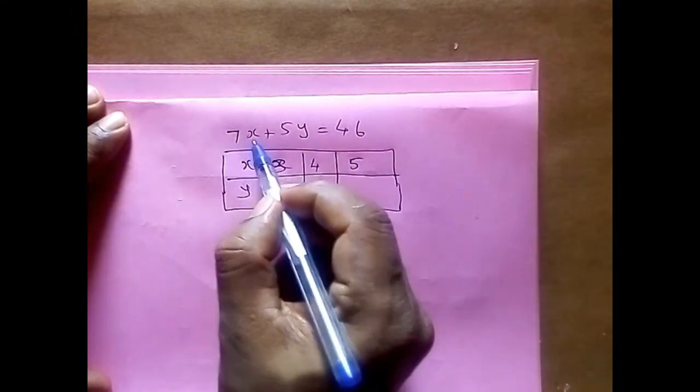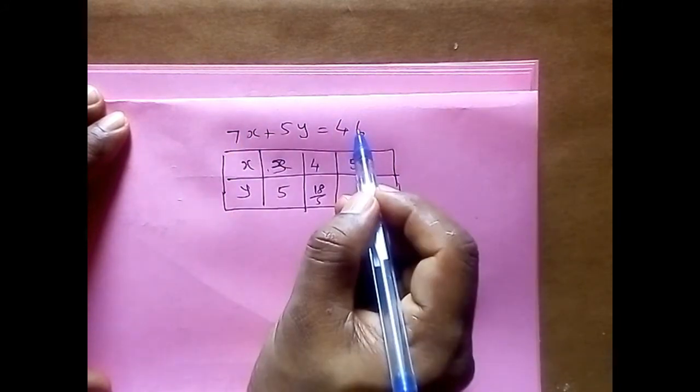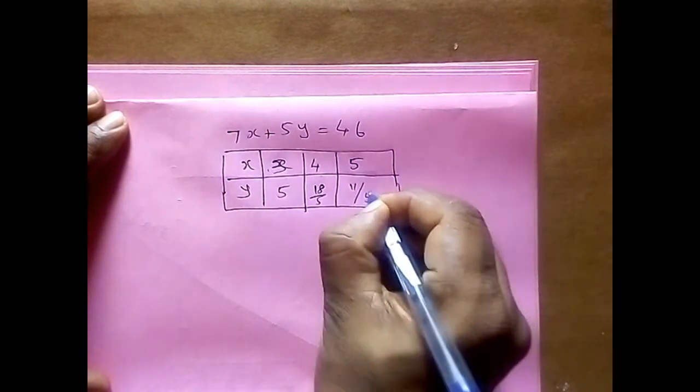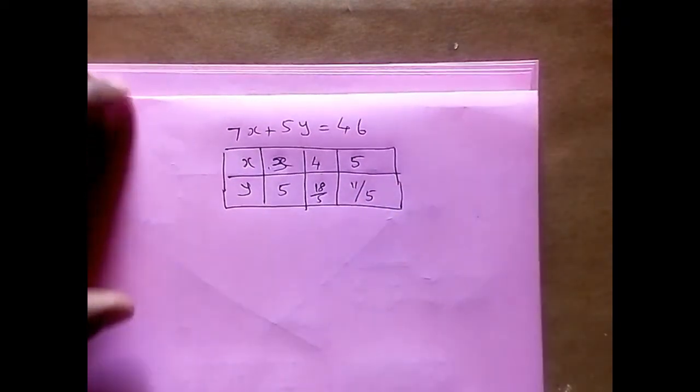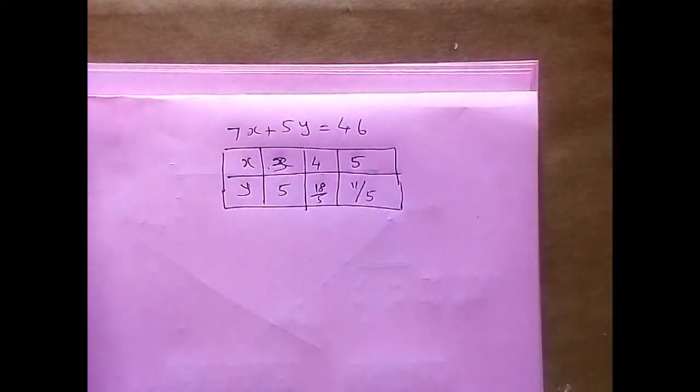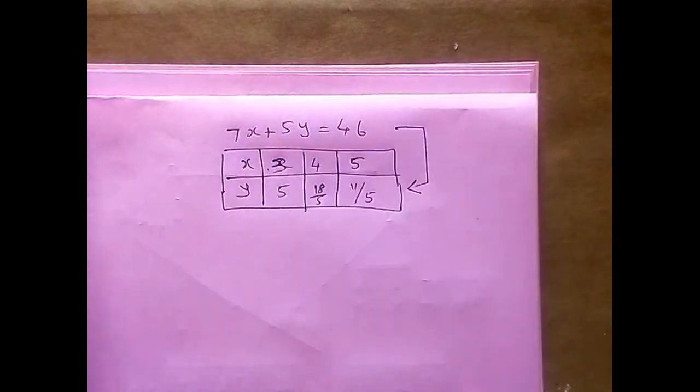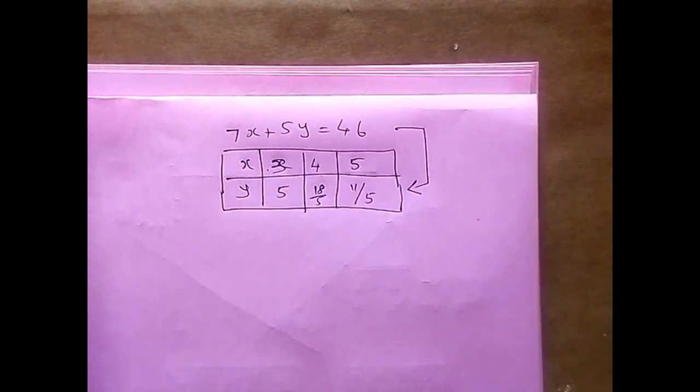When x is 5, 7 into 5, 35. 46 minus 35, 11. 11 divided by 5. Also like that. So we now have values of x and y for this line. With these two equations we can draw the graph. I am not showing the graph, I am leaving it to you.